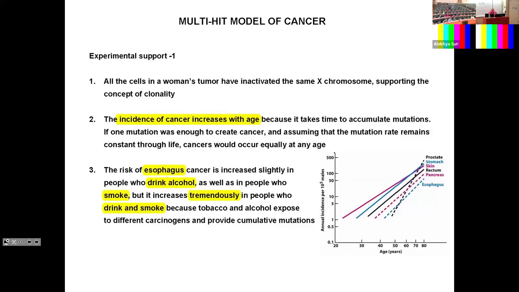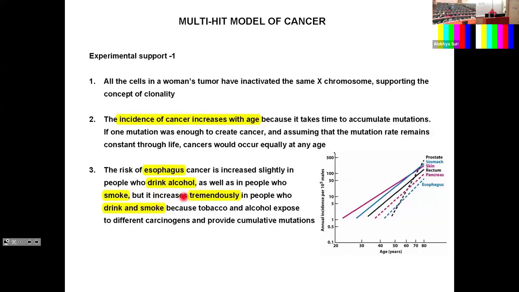For example, you can see that all the cells in a human tumor have inactivated the same X chromosome, supporting the concept of clonality, right? They're coming from the same original cell. Also, the incidence of cancer, which we discussed before, increases with age, because we have more time to accumulate more mutations.